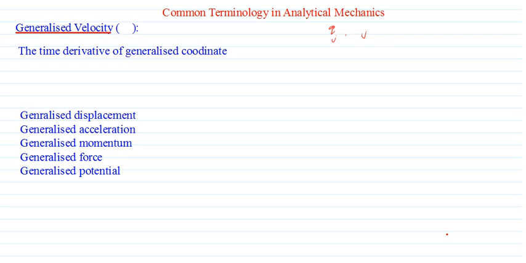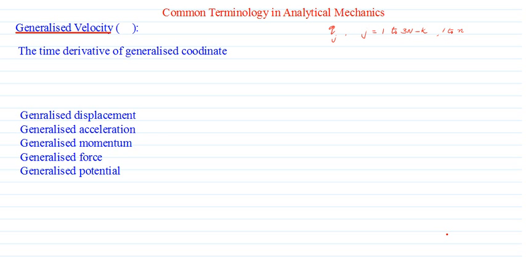So j will run from 1 to, if you consider the holonomic constraints, j can run from 1 to 3N minus k, or I can say 1 to small n, where small n is equal to 3N minus k, and k is the number of holonomic constraints present.